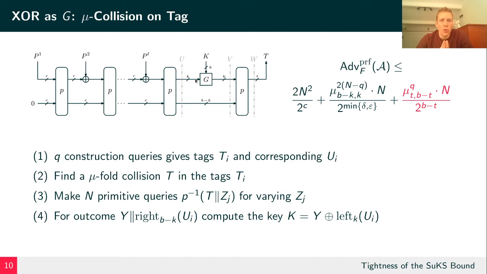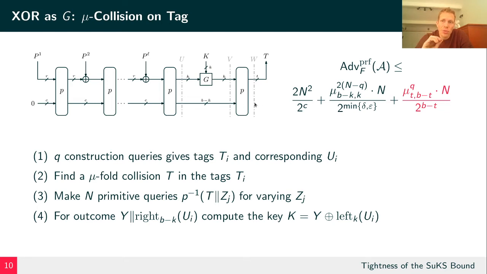So first we make q construction queries for different plaintexts, and this results in different tags t_i, and it results in different states after hashing u_i. So we have q construction queries for different messages. This likely gives different u_i, and it gives tags t_i. Now among these q queries, we try to find a multi-collision in the tags. Let's call it t. So we have mu evaluations, mu messages that led to the same t, but with a different inner part of W.